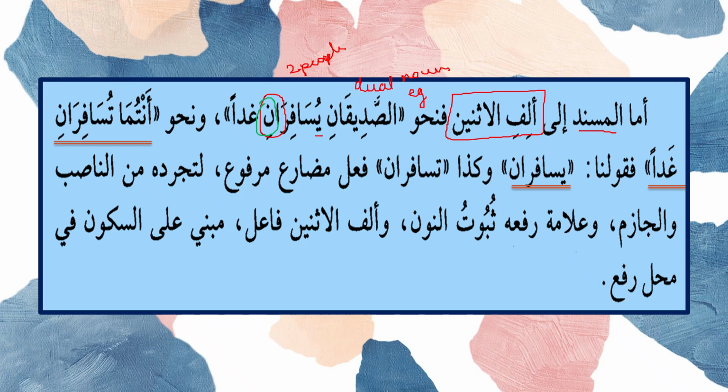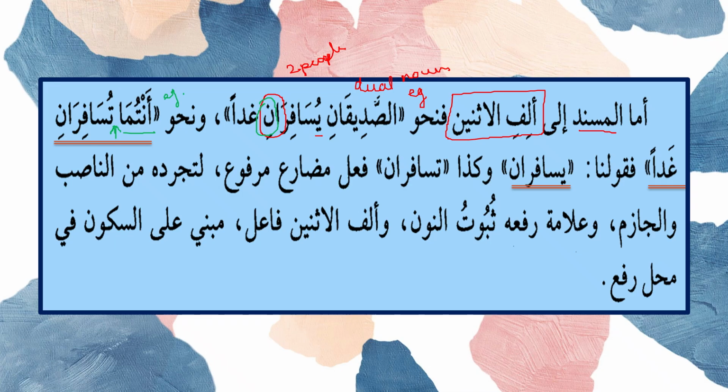There is another example here, antuma. This damir, this is the separate pronoun, tells you we are talking about two people and we are mukhatib. Tusafiran, this is from the second person, because the ta letter tells us it is from the second person. Tusafiran, I am addressing two people: you two are traveling. Tusafiran ghadan.